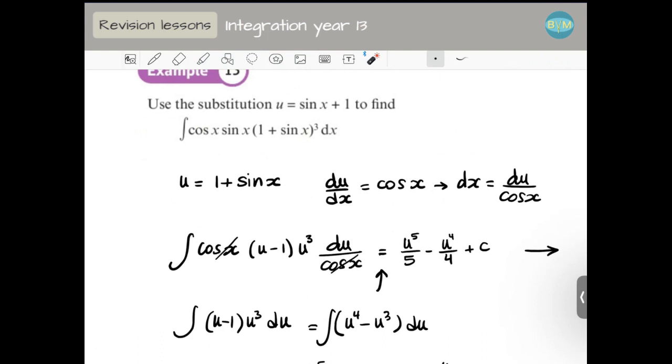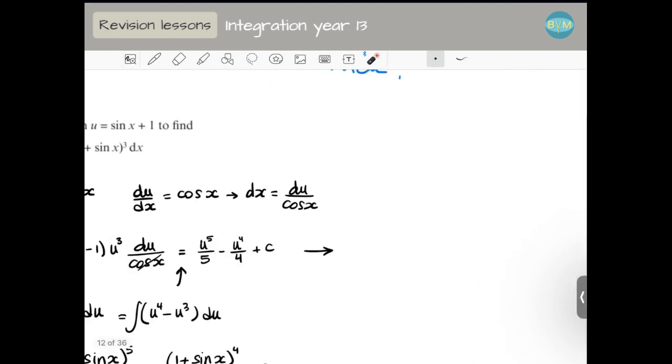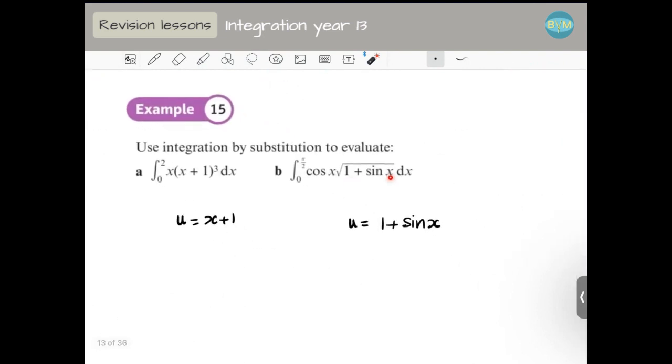So in the trigonometric questions, try to remember that if you have your derivative, a function of x, it may cancel with some part that is difficult to substitute. All good? Move on. You could do the same. I'm not going to do it, but it will happen the same with this one.